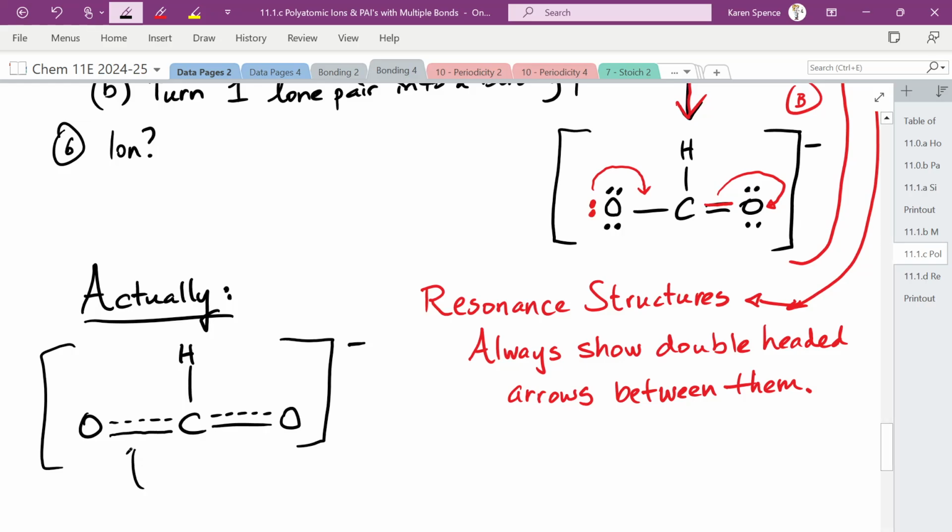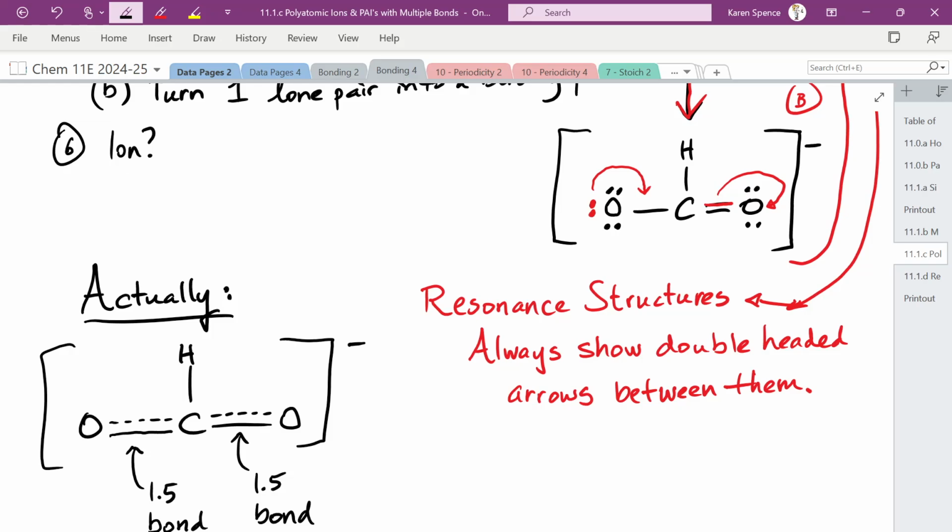And this is no longer a single bond or a double bond. It is a 1.5 bond. And this one over here is no longer a single bond or a double bond. It is a 1.5 bond. The 1 comes from the single bond that doesn't move, yes? And the half comes from the fact that the double bond spends half its time over here and half its time over there. Half, half.